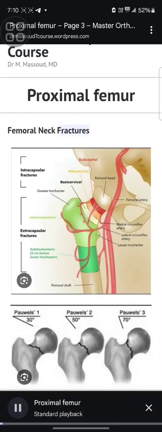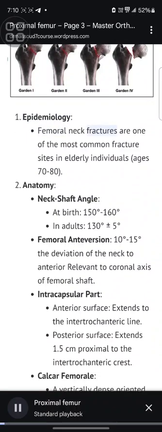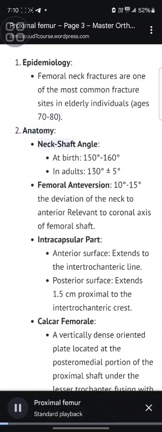Femoral neck fractures. 1. Epidemiology. Femoral neck fractures are one of the most common fracture sites in elderly individuals, ages 70 to 80. 2. Anatomy. Neck shaft angle.